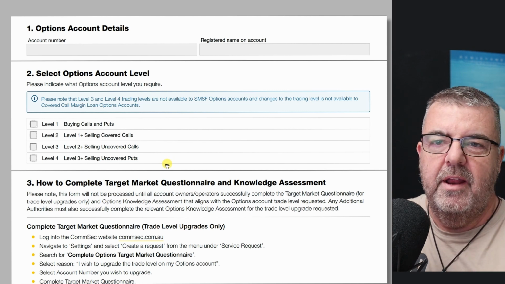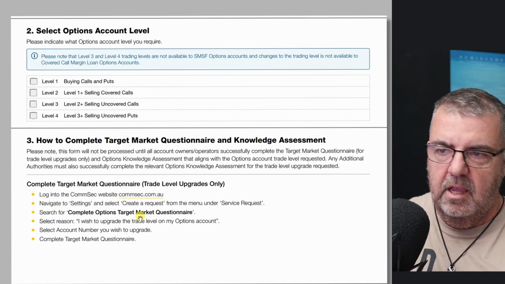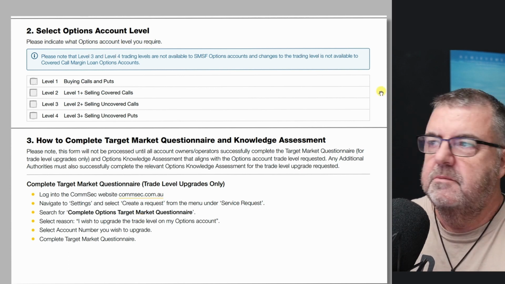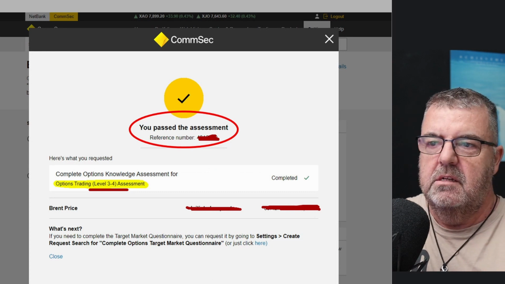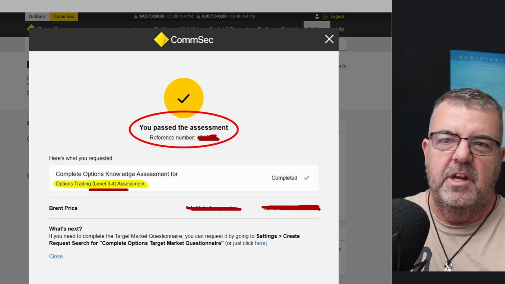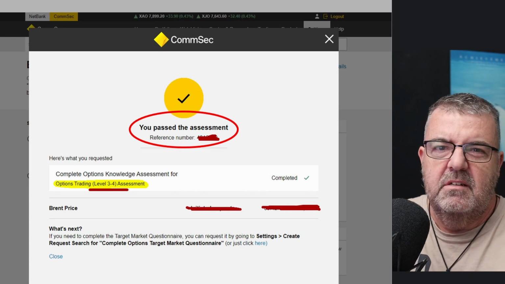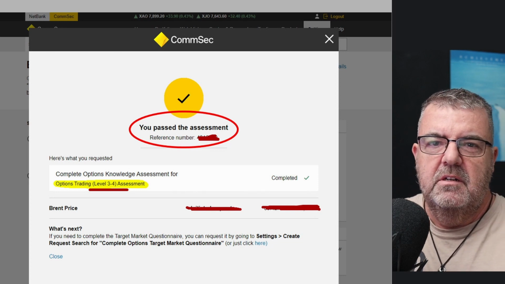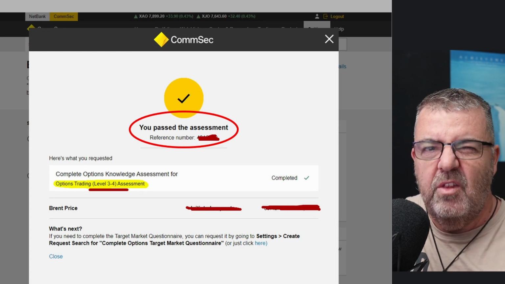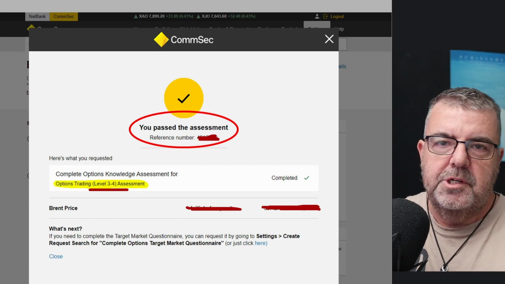But you do have to do an online assessment as well, and it tells you how to do that. Log into your website, click here, click here. So it's pretty straightforward. Once you've filled out the form, follow the instructions, it's pretty simple. And you'll get a reference that you've passed the test, if of course you pass it. So it is an online assessment, questionnaire, multi-choice kind of test. It takes about 10, 20 minutes to do. Just a whole bunch of multiple choice questions about options trading. It's not overly difficult if you've got a fairly good grasp on options trading.